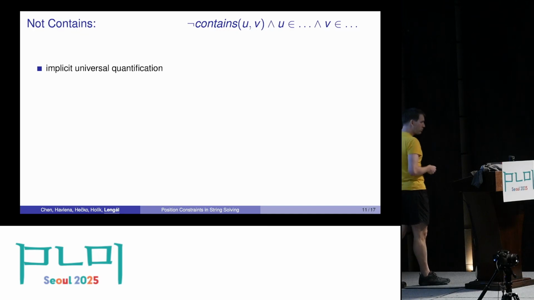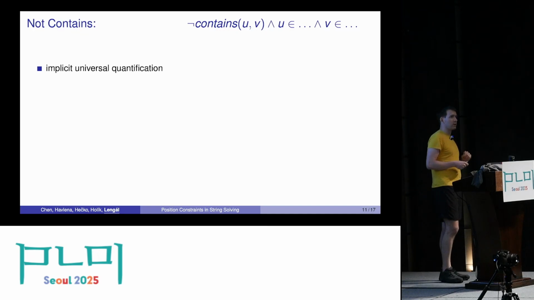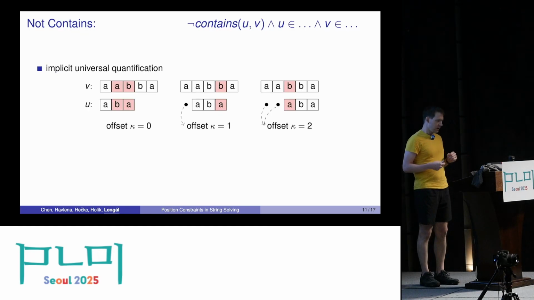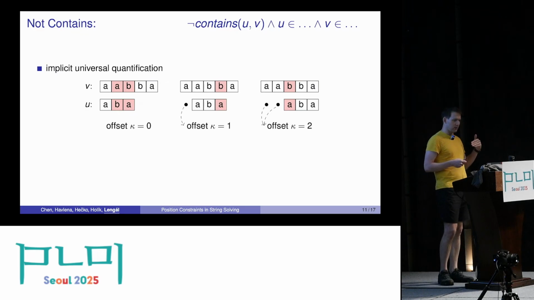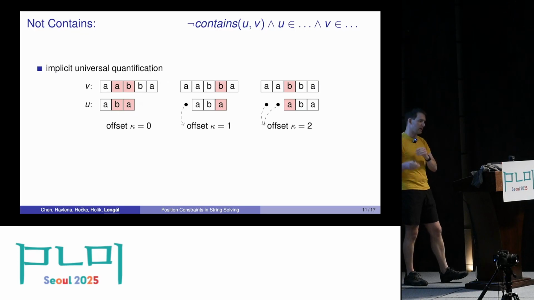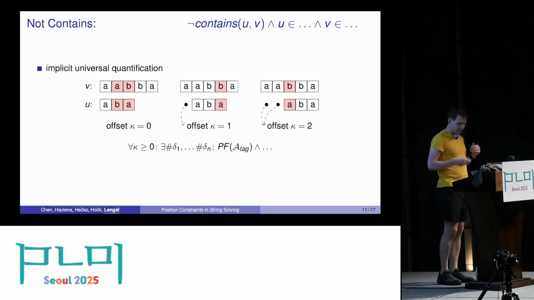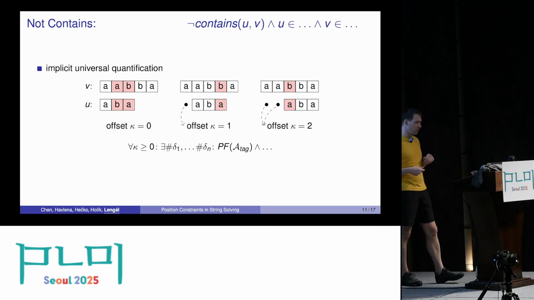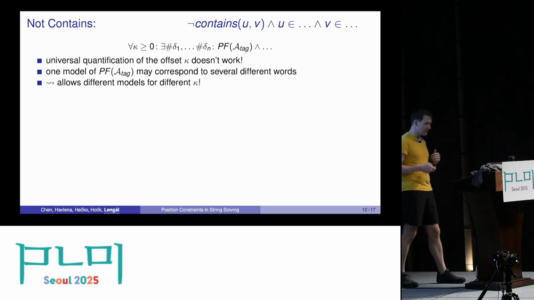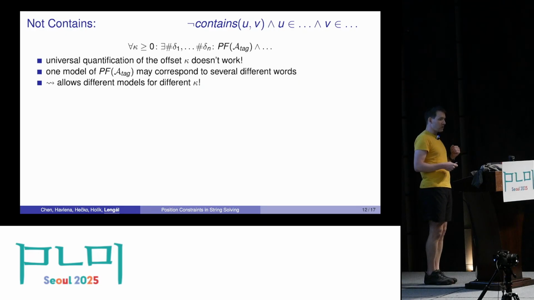So in not contains, there is some implicit universal quantification that I talked about before. Because if you want to say that some string is not contained in another string, you need to consider all possible offsets from the beginning. You could be tempted to solve it by some kind of universally quantified formula, but the problem here is that the universal quantification doesn't work.